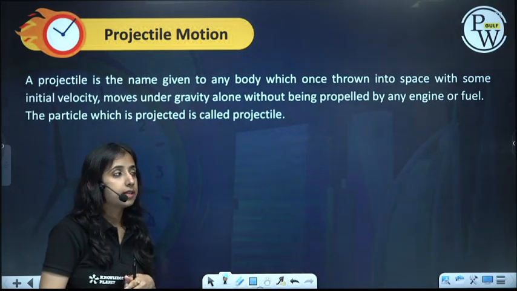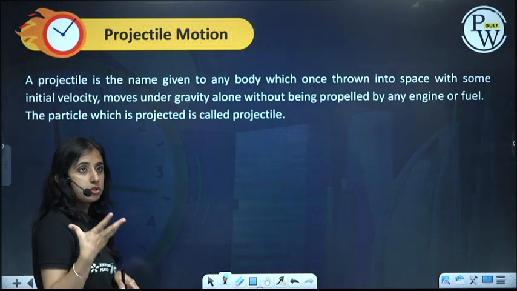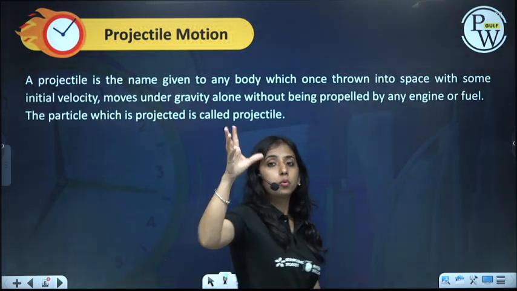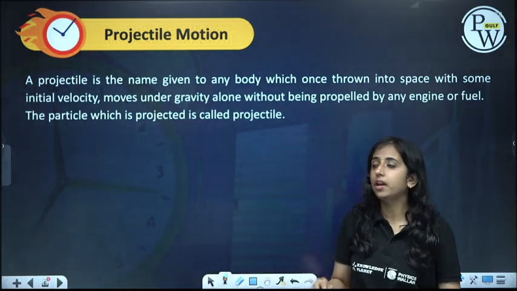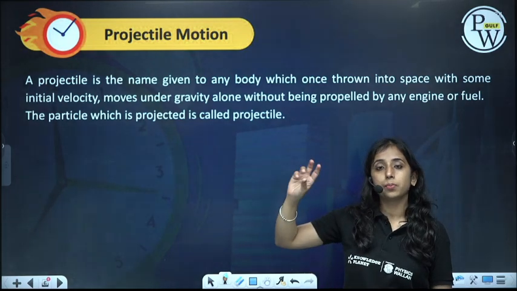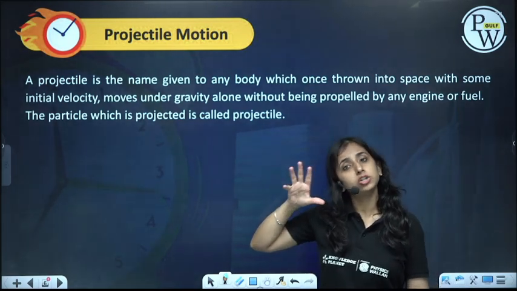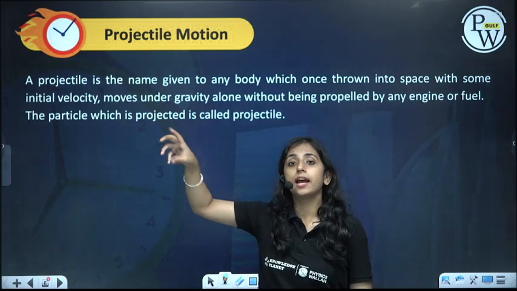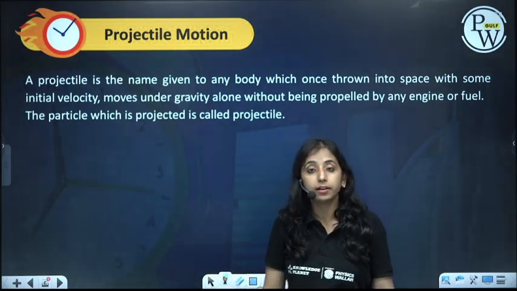Now let's do a special case, or example, of motion in 2D, that is projectile motion. What is projectile motion? Suppose we throw a ball into space. It is given some initial velocity. Then is there any force which is acting on the particle?